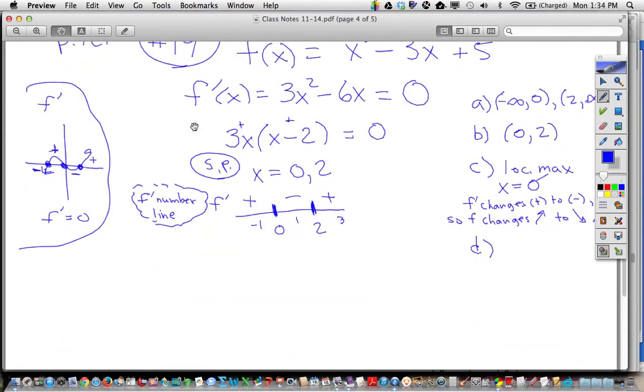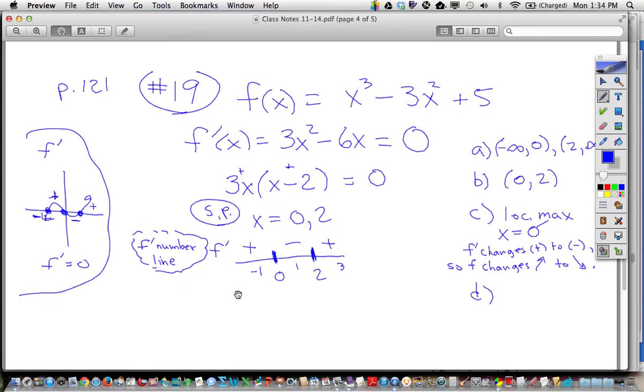We did problem number 19 on page 121. Here we got a function. We were supposed to find where it was increasing, where it was decreasing, where it had a local max, where it had a local min. We did the derivative, set it equal to 0, factored it out, found our stationary points, did our number line. And there it was. So you could do number 22, be good practice for that.